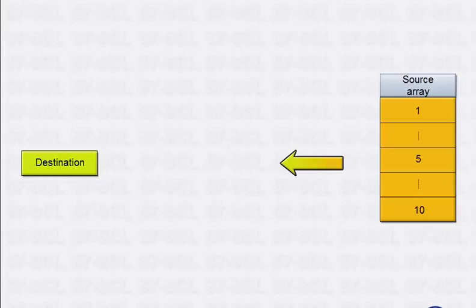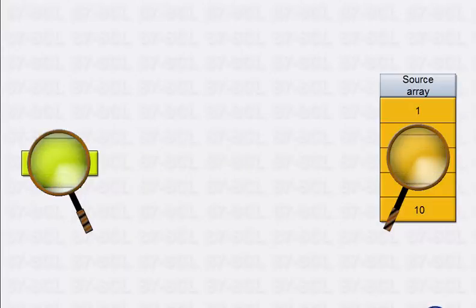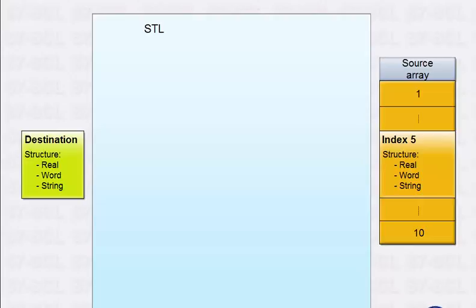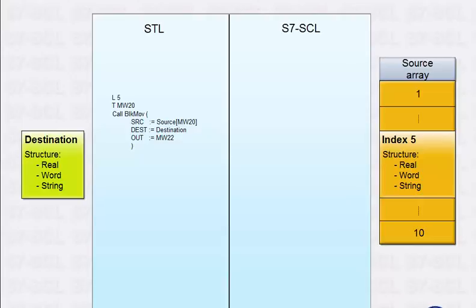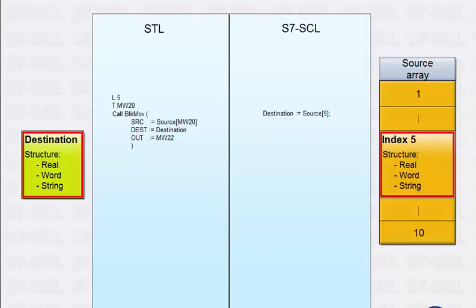In a sample case, data is to be copied from a source array into a temporary single variable. Each element of the source array consists of a user-defined structure that includes one real, one word, and one string data type. In STL, such a task would require one block call and an index calculation via a memory word. With S7 SCL, you can realize this task with just one line, because S7 SCL has an index operator and an assignment operator. So by using the assignment operator, you can copy complete structures with just one statement.